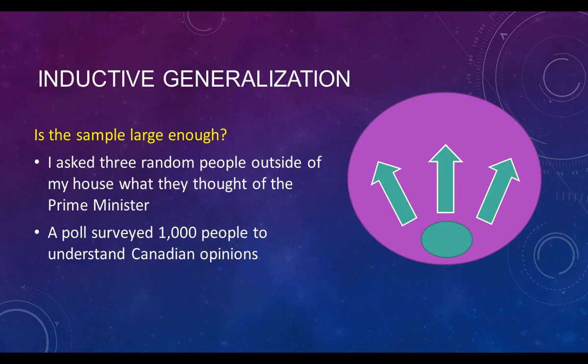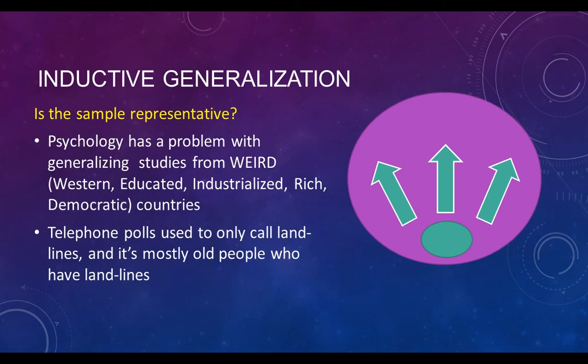Yeah? I mean, this is so basic that I probably don't need to explain it, but that's one way an inductive generalization can go wrong. The sample was too small. Another way it can go wrong is if the sample is not representative. So I pick on psychology a lot. Psychology has this problem with what's called WEIRD subjects. That is, Western, educated, industrialized, rich, democratic countries. People from WEIRD countries are overwhelmingly the subjects of psychology research.